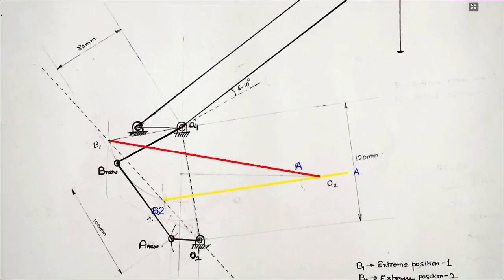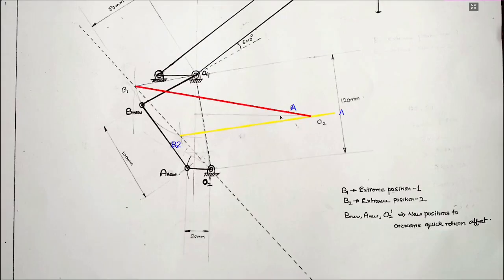Here we can see two extreme positions of the original mechanism. P1, O2 and B2A are the two extreme positions. Corresponding to these extreme positions, we have two positions of P1 and P2. We'll now be joining these two positions by a dotted line. These measurements of P1, O2 and B2A are from the tutorial sheet number 2, where B1A is equal to 80 mm and AO2 is equal to 30 mm. Now our ground O2 will lie on this dotted line so as to avoid any quick return mechanism.